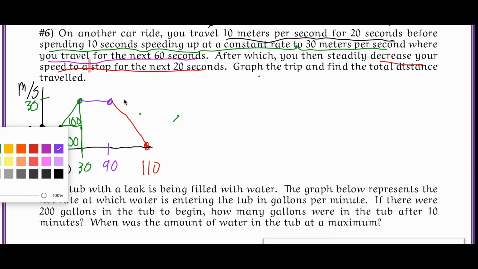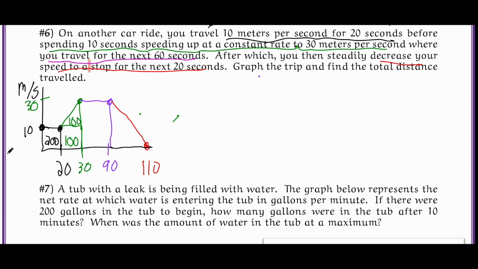Let's keep moving forward. Now the purple's nice. We can just do a rectangle. 30 units high, 60 units wide. 30 times 60 gets us 1,800.